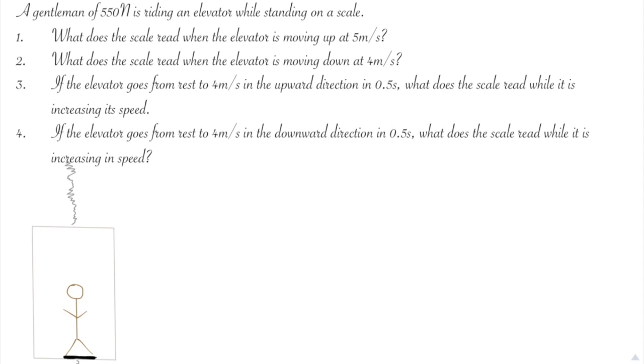A gentleman of 550 newtons is riding an elevator while standing on a scale. What does the scale read when the elevator is moving up at 5 meters per second? Let's go ahead and draw a free body diagram of this gentleman here. We've got the force of gravity down, and it gives us the weight is 550 newtons. And then we've got the normal force, or the force of the scale on the man upward, and that's what we're going to try to figure out here.